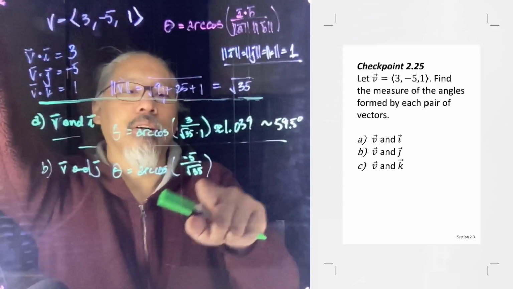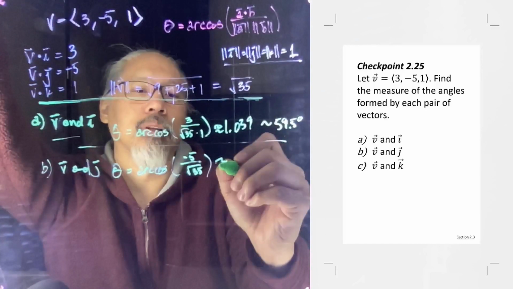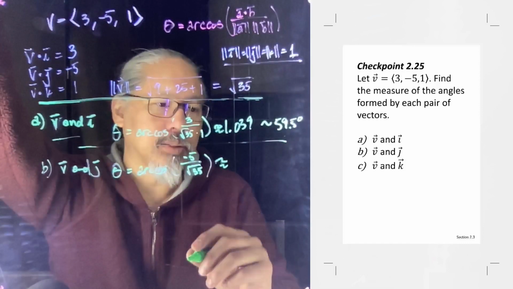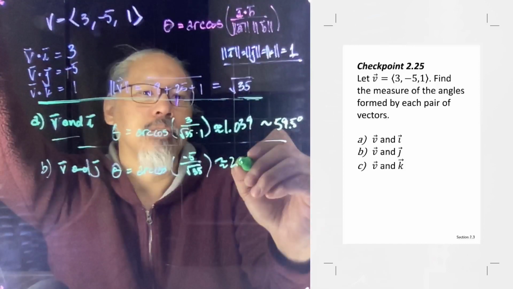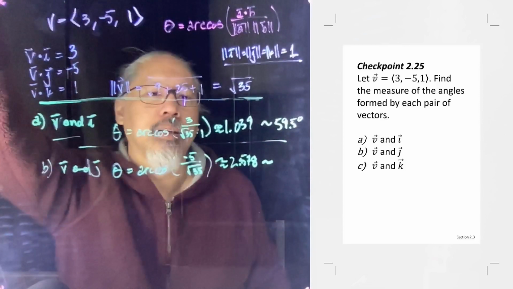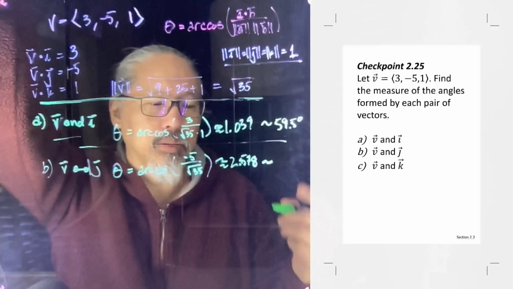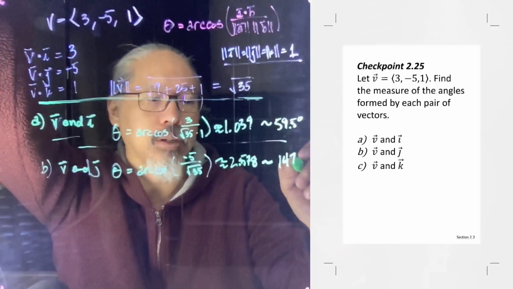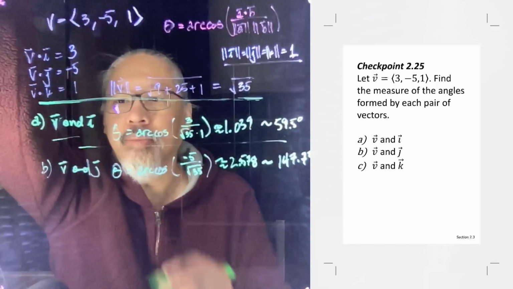And so taking the arc cosine of a negative number should mean that the number that we're going to get should be bigger than 90 degrees. And so numerically, in radians, we get 2.578. And so that's bigger than pi over 2, but if we translate that into degrees, it's 147.7 degrees.